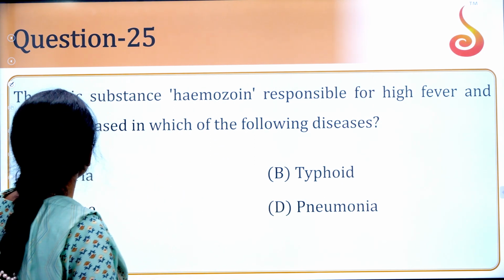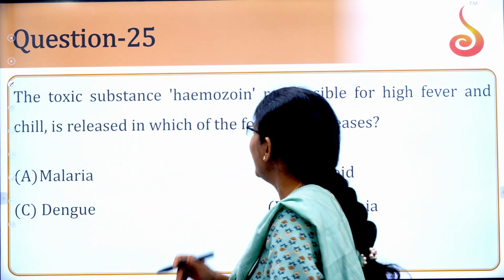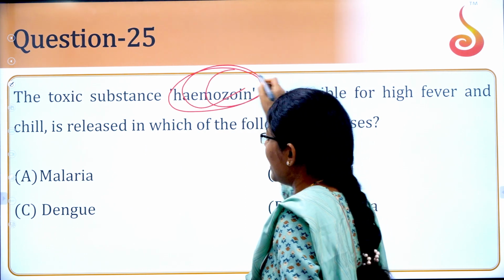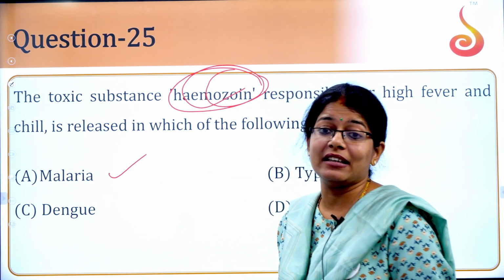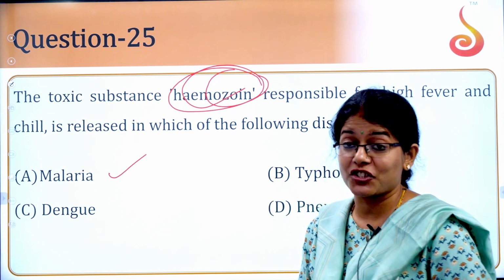Toxic substance hemozoin. When I talk about the word hemozoin, human health and disease, hemozoin is malaria, that is the simplest answer here. I think this was one of the easiest papers asked this time, right?